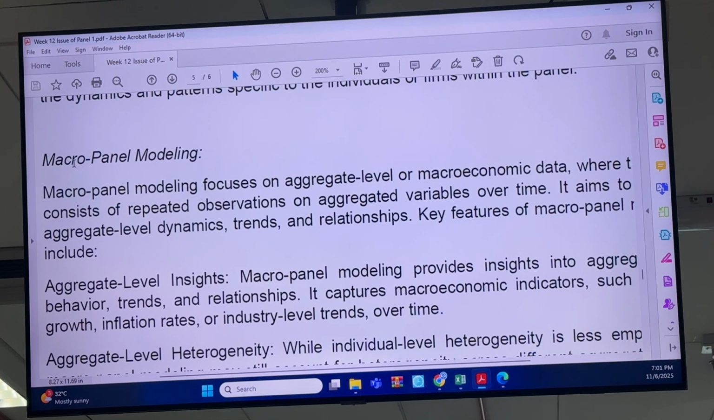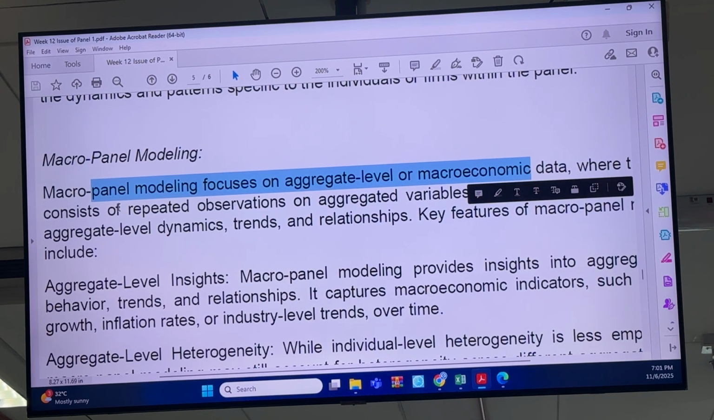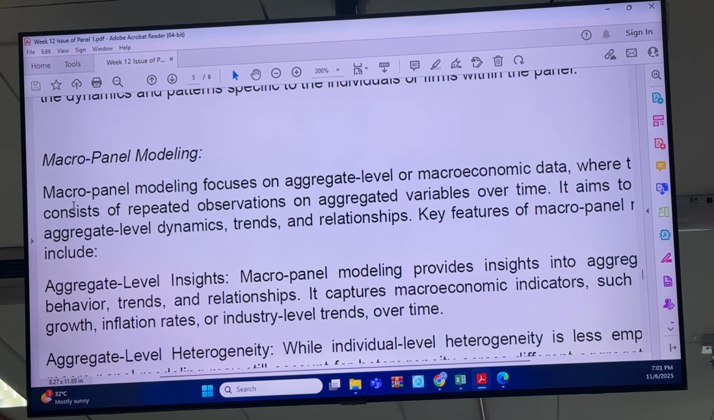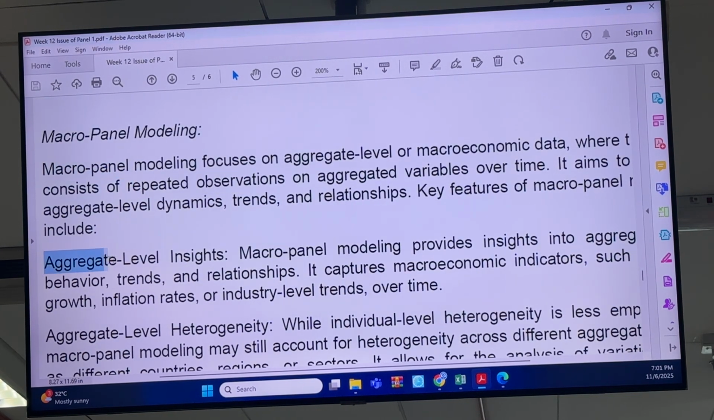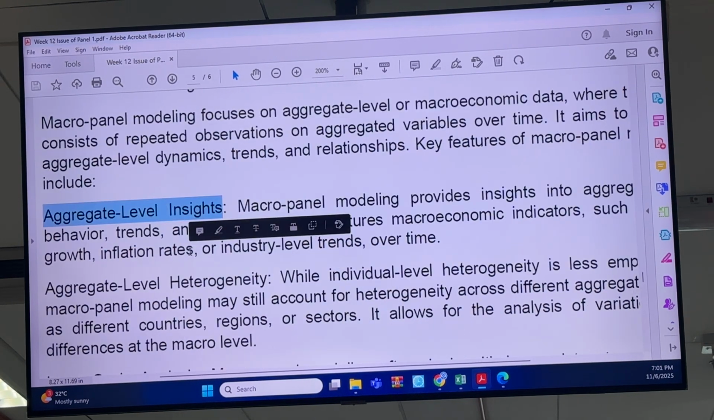So how about macro? Macro is focused on the aggregate level, on the macro data set. For example, I want to study the effect of corruption on economic growth. So for all the countries in the world, it's a macro panel data analysis. For example, I want to study since 1970 up to now, right? That is a macro panel. So I focus on the aggregate level, on the country level, for example.